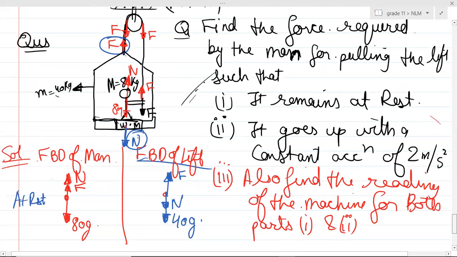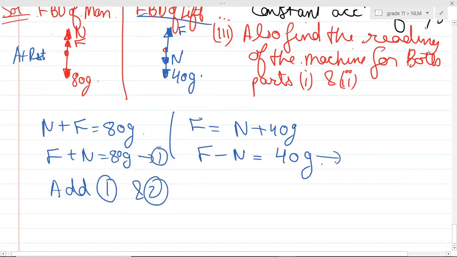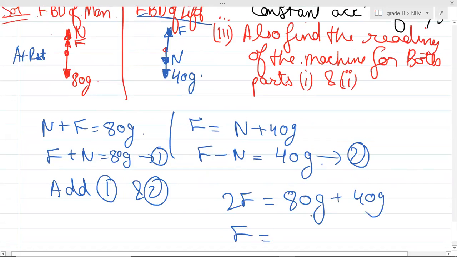What do you want? What is the force with which? So we don't want normal reaction, so add 1 and 2. Sir, why are we adding it? Because on adding it, N and N will get cancelled out, right? Plus and minus N. I didn't ask the question. Huh? कुछ नहीं sir. The 2F will be 80G plus 40G. तो तेरा जो F आएगा वो कितना आएगा?